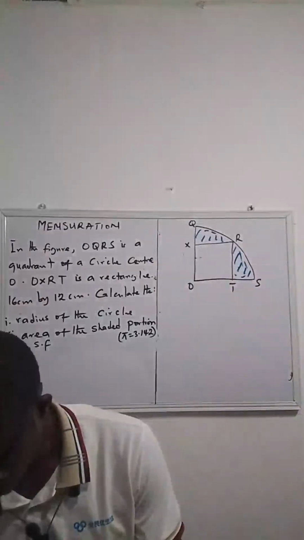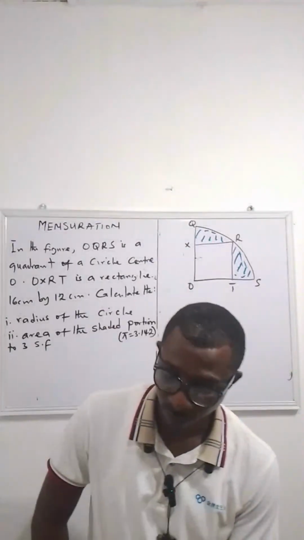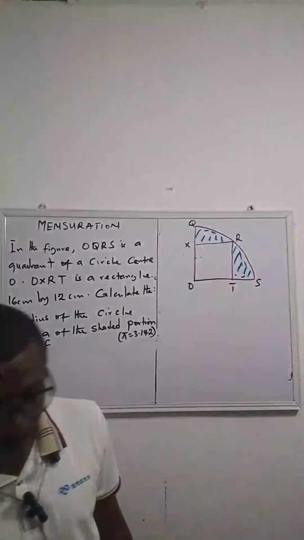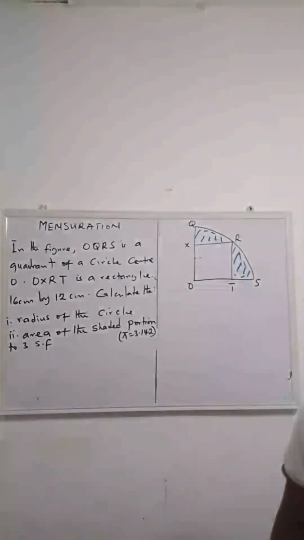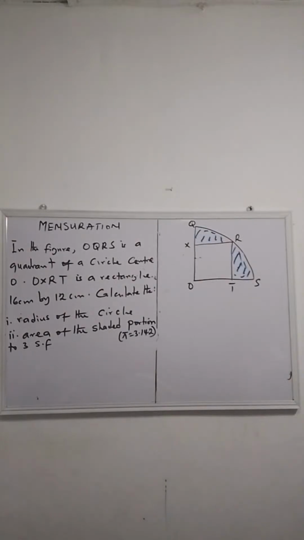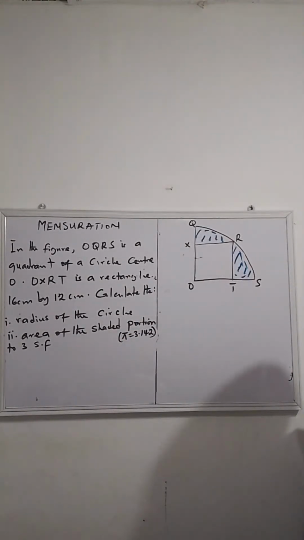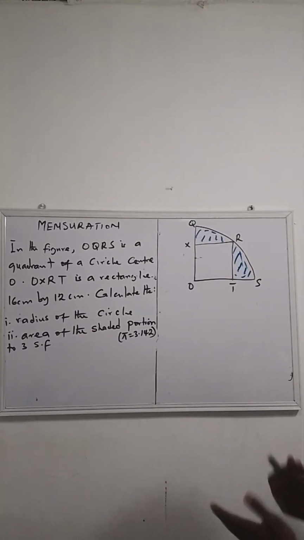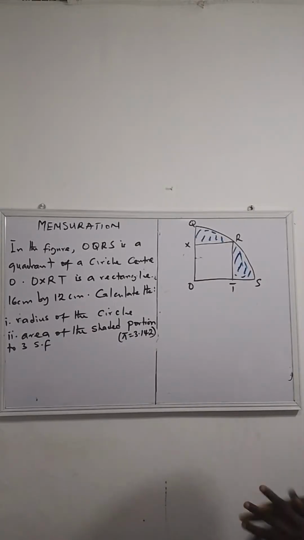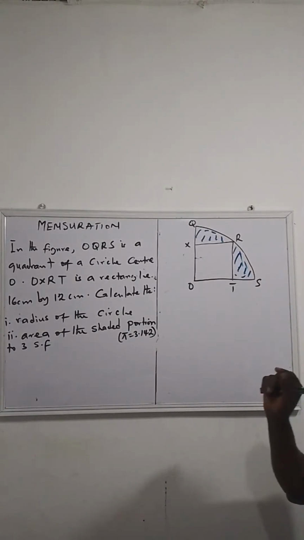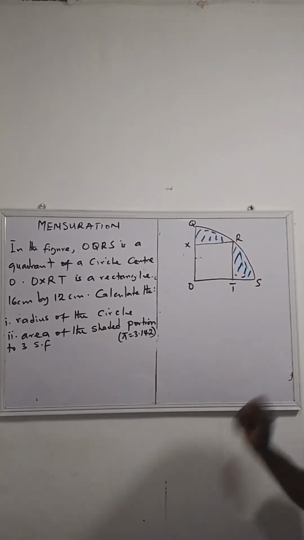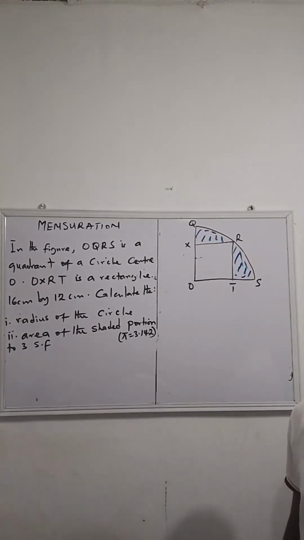All right, so that is the question. Can I give you 2 minutes to quickly attend to this question? Can you make an attempt? Now, how do you solve this problem? In the figure, OQRS is a quadrant of a circle, center O. OXRT is a rectangle, 16 centimeter by 12 centimeter. Calculate the radius of the circle and the area of the shaded portion to three significant figures.